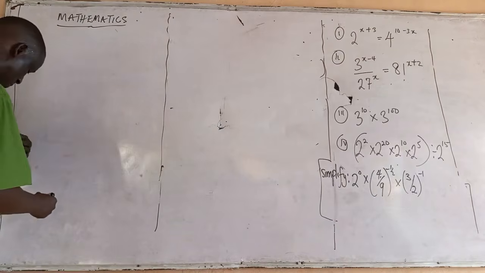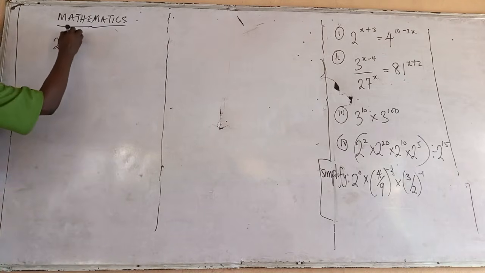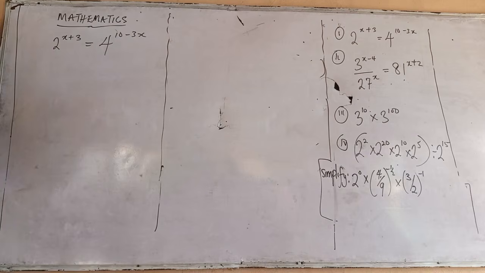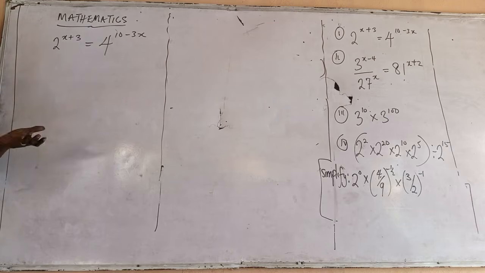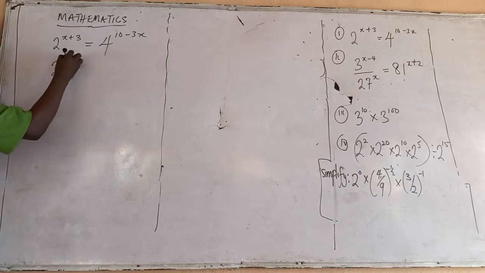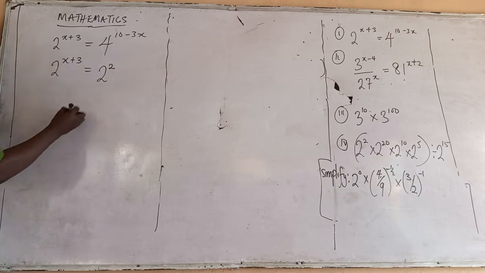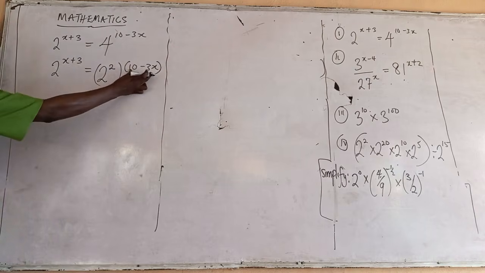Now we want to solve this problem. The first question says 2 raised to x plus 3 equal to 4 raised to 10 minus 3x. So we want to balance the knowledge that we have learned of the laws and apply it. Is this normal indices or indices equation? Why? Because there is an equal to. So this one will be 2 raised to power x plus 3 equal to, this one will be 2 raised to power 2, close bracket, raised to 10 minus 3x. Do you know this is a power?